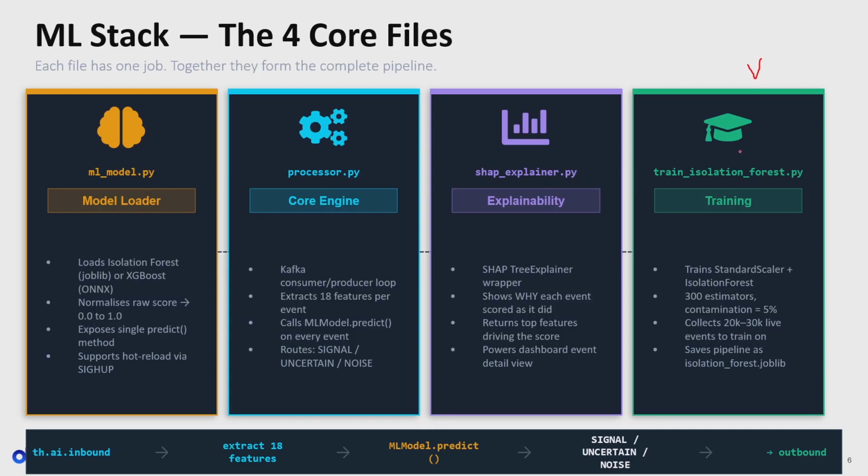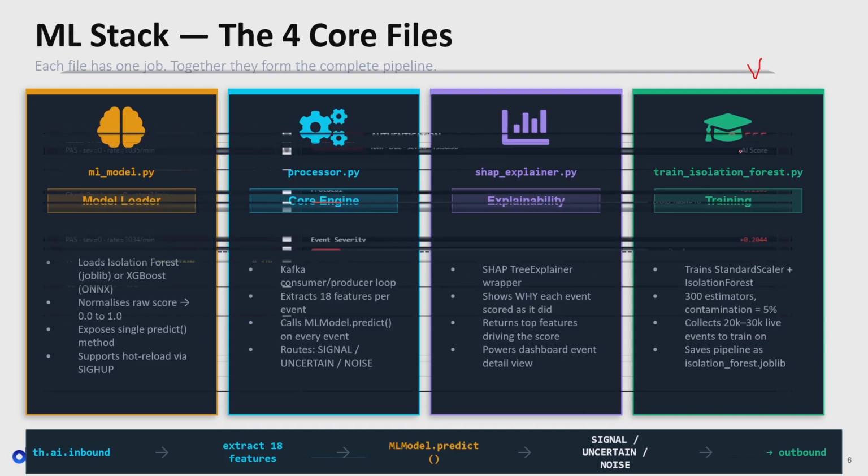Last component is this one, train isolation forest. What I can say about it is that this is the actual file that allows our AI ML to be trained on the collected sample data. Again, in my case, the 20,000 events. But if you want to retrain to 30K or 40 or more, you can easily do this with this file.